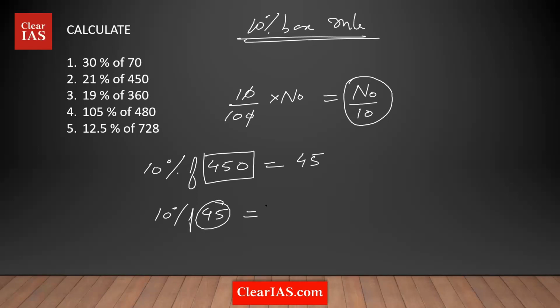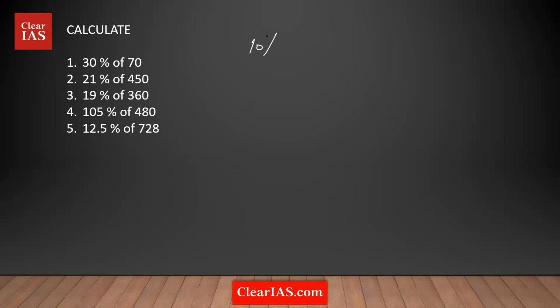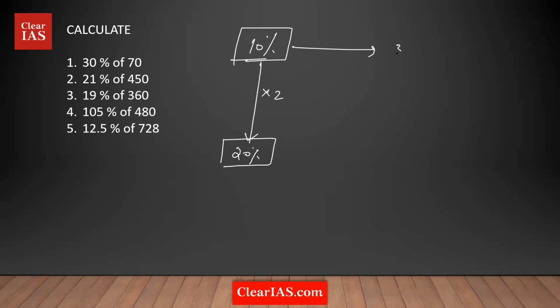So divide 45 by 10, that is nothing but 4.5. So within seconds, you should be able to do it. That means 10% of any number, you will easily get the answer within seconds. So by using 10% as a base, we can calculate the rest of the percentages like this. Let's say 20%. How do you calculate? First, you calculate 10%, into 2 will give you 20%. Or if I want to calculate 30%, what do you do? First, you calculate 10%, into 3 will give you 30%.